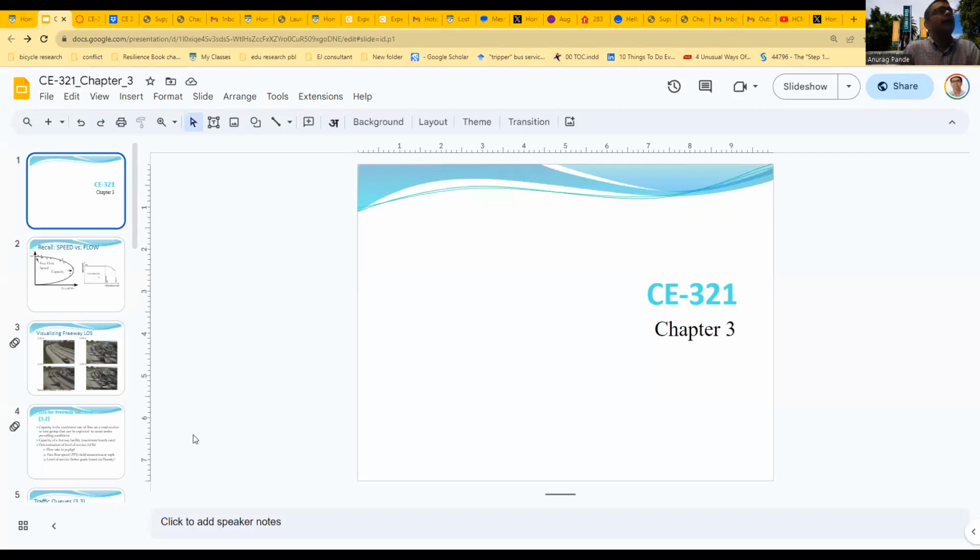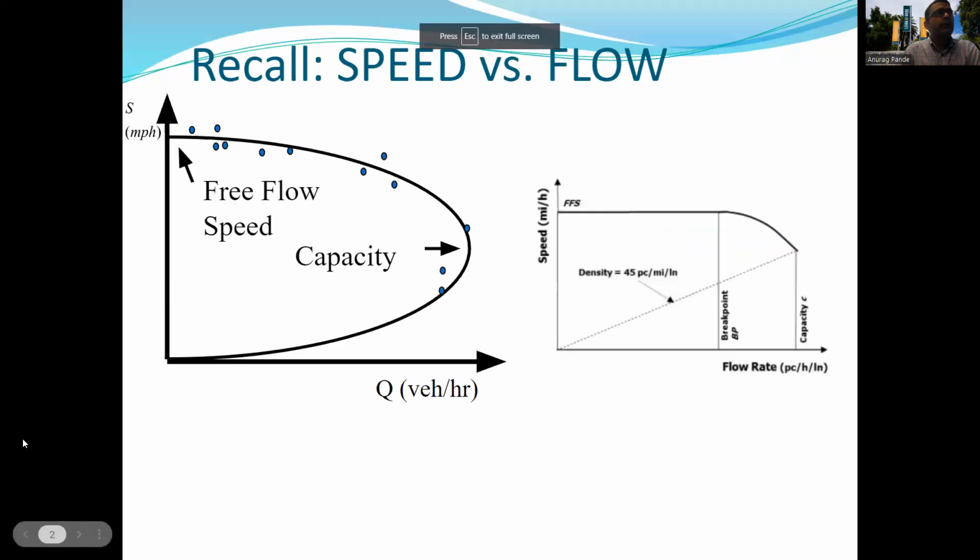And this is chapter 3 of your textbook. What we are dealing with here is the concept of measuring the performance of a roadway or a highway. We're going to start with the more uninterrupted flow facility, and that is the freeway. So when we talk about an uninterrupted flow facility, I want you to recall the discussion between speed and flow rate.